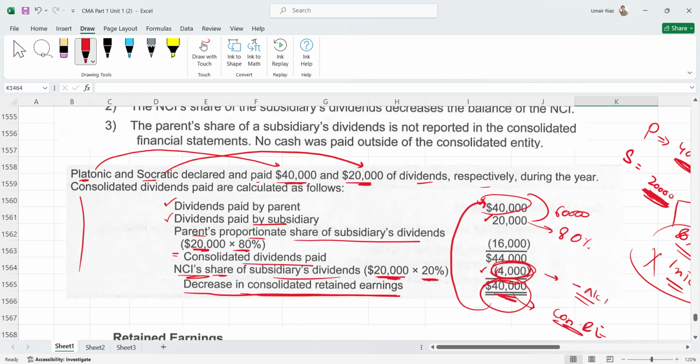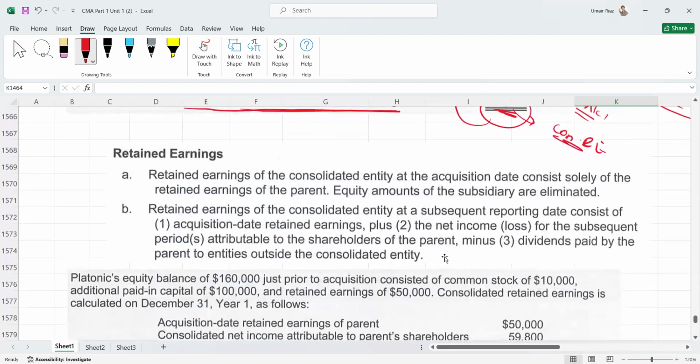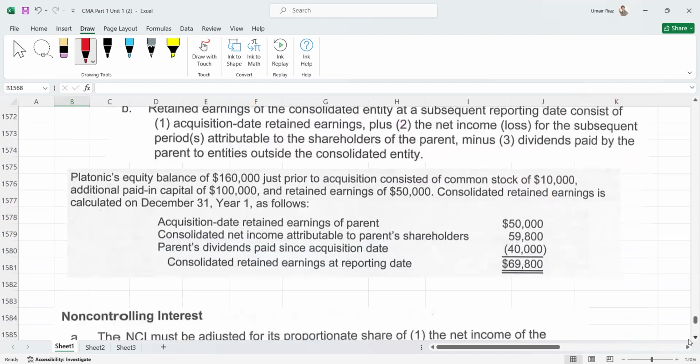It means simply the dividend paid by the parent will be deducted from consolidated retained earning. Understood? Next, I'm going to prepare the working for retained earning, and then I'll show you the working for NCI also. So here we go, we have our retained earnings. Again, with the help of an example, I'll tell you how the retained earnings working is prepared. I'm assuming a few figures here.